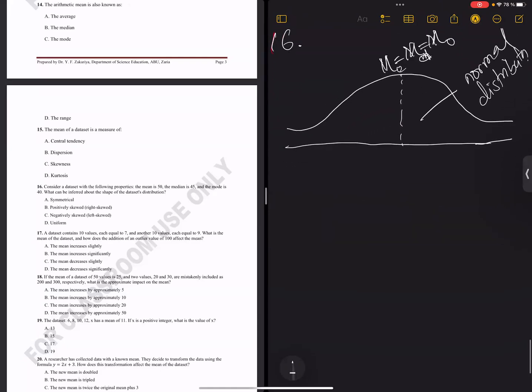If it is not normal, it can be positively skewed or negatively skewed. Positively skewed means at the beginning, it rises.